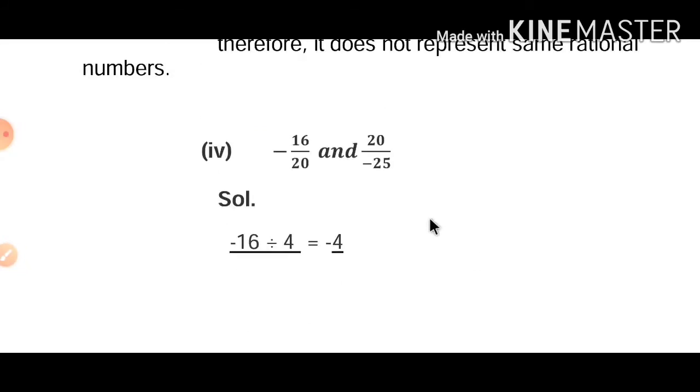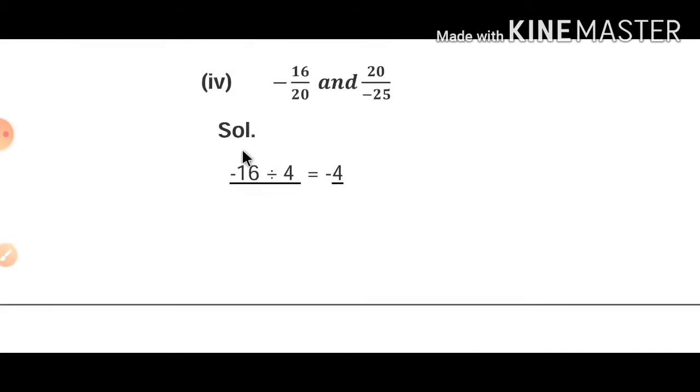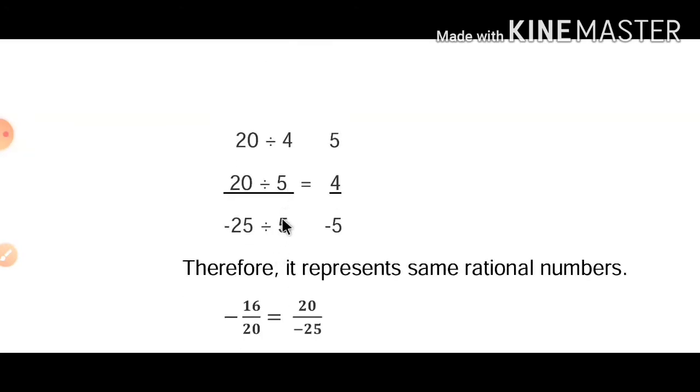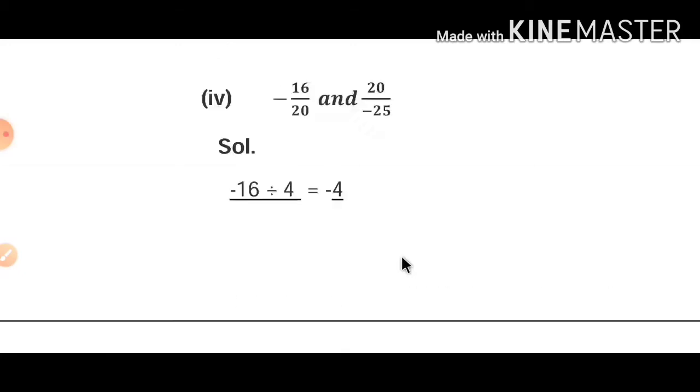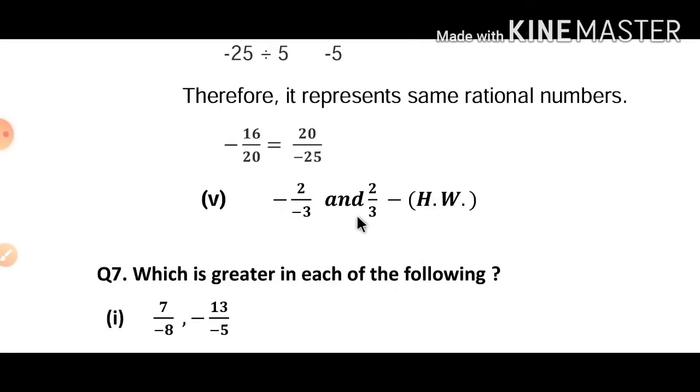And it is not necessary that if you divide 16 by 20 by 4, then 20 and 25 also you have to divide by 4. You can use any number. As you can see, 16 and 20 are divisible by 4 and 20 and 25 are divisible by 5. So you can take different numbers to change into simplest form. After changing into simplest form, if both are equal, then you can say that they represent the same rational number. The last one is homework.